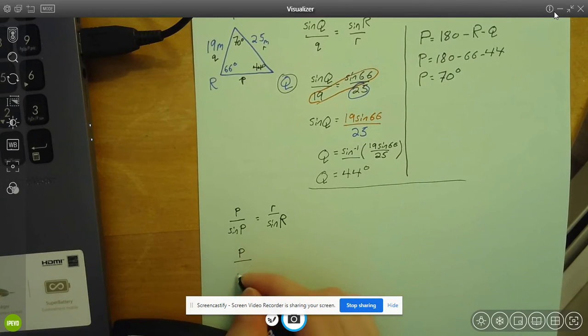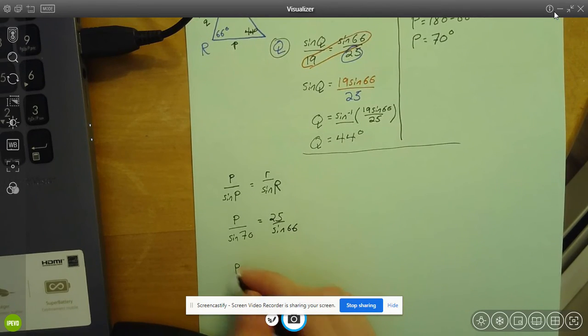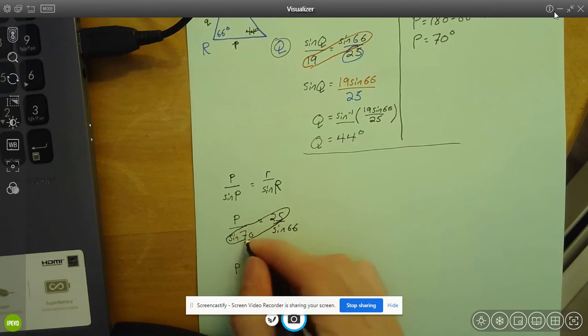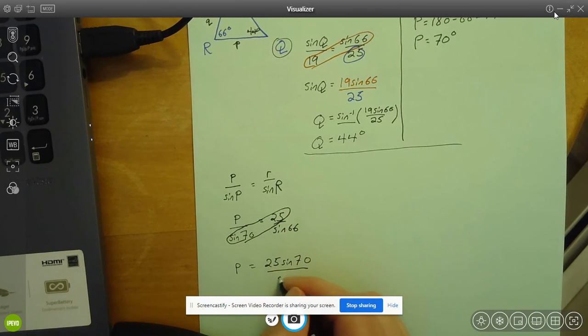And again, when I set up my ratios, I'm always going to have one thing that I'm looking for, and I should know the other three. So I always have that complete pair on the right side, and then I can solve by cross multiplying. So I've got to multiply the diagonal that doesn't have the variable, so 25 times sine 70, divided by what's left over, so divided by sine 66.